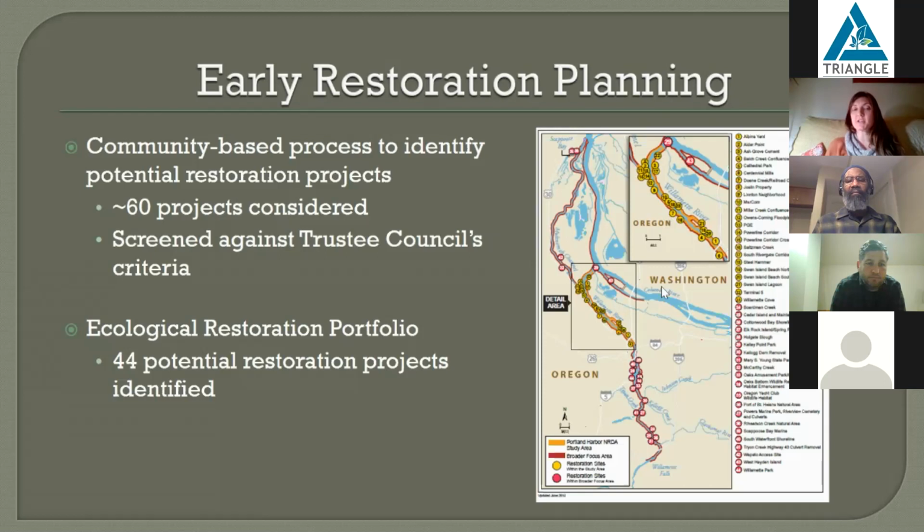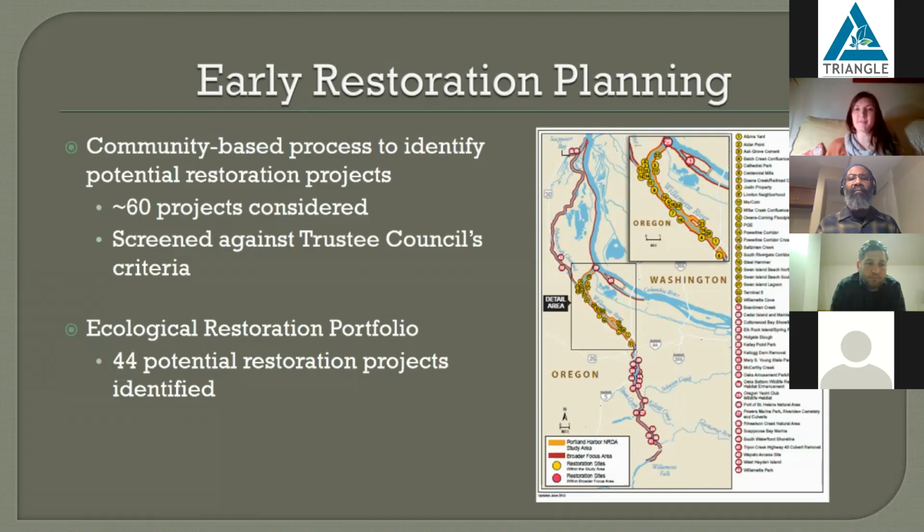We screened those projects against criteria that we developed that were largely based around salmon and lamprey and sturgeon, mink, bald eagle, and osprey. But also included social and feasibility criteria to kind of assess the likelihood of implementation and costs and some of those considerations. We screened those projects, and then we came up with this list of 44 projects that we published in what we call our ecological restoration portfolio. And that portfolio is available on our website.